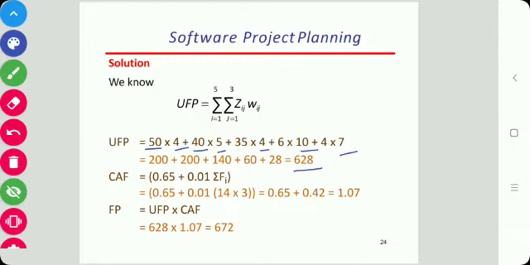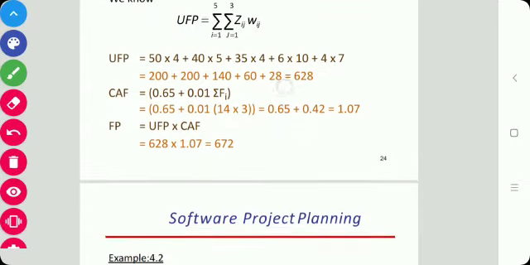And CAF, as we know, is 0.65 plus 0.01 into summation of Fi. So it is 0.65 plus 0.01 into 14 into 3. As we know, 14 into 3 is 42, so it is 0.42. So it is 1.07. Now FP is equal to UFP into CAF. So UFP is 628 into 1.07, which is 672. So the FP for this problem is 672. Next problem.